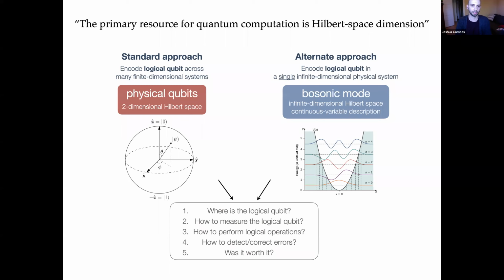The first one is to take a bunch of finite dimensional systems and spread your quantum information out over those finite dimensional systems. You use an error correcting code to do this, and the excess Hilbert space that you have left over from encoding is then used to detect and correct the errors. An alternative approach is to consider a system that has an infinite dimensional Hilbert space to start with, or at least a very large one, and then encode your information into that.